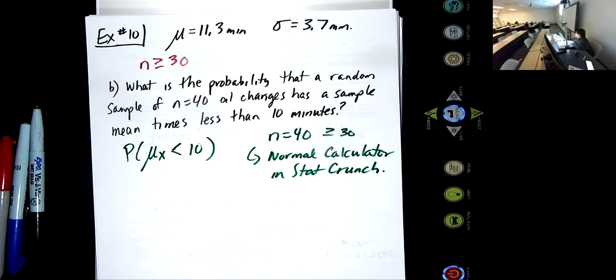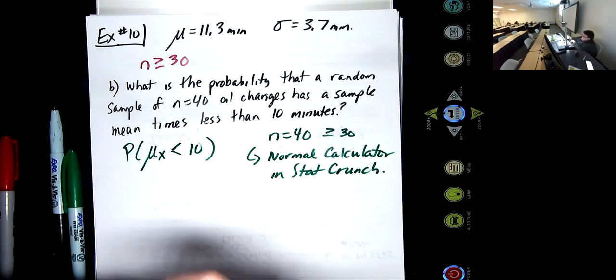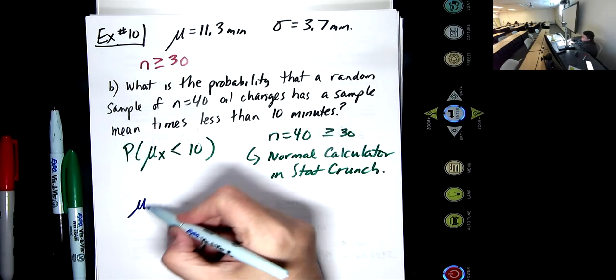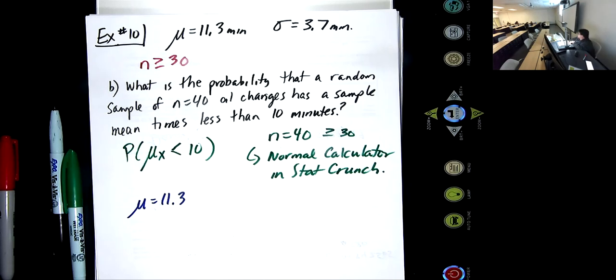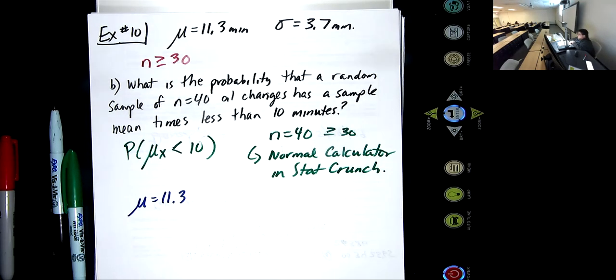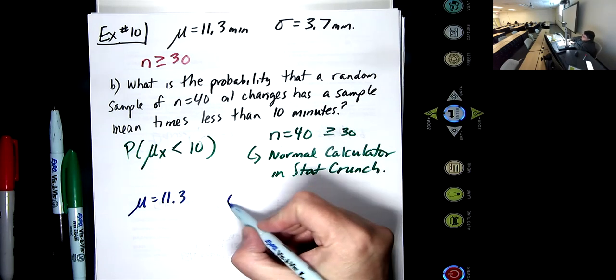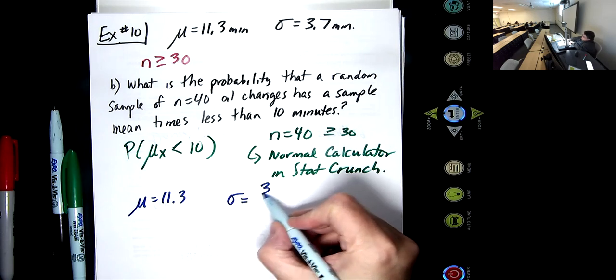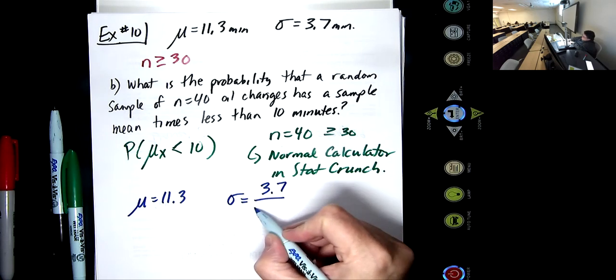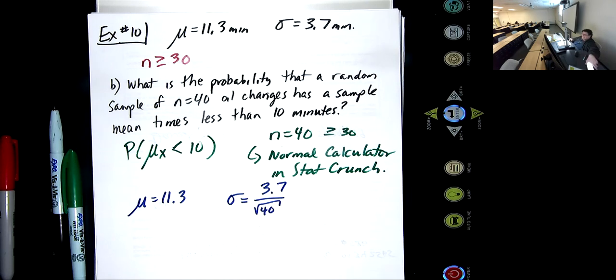I have to make some changes. The mu I'm going to use will be the same mu as the population. But if I plug in 3.7 minutes, I'm gonna get the wrong answer for standard deviation. I have to do sigma equals 3.7 divided by the square root of 40, which is my n. I'm gonna write down as many decimal places as I can when I do this in the calculator.